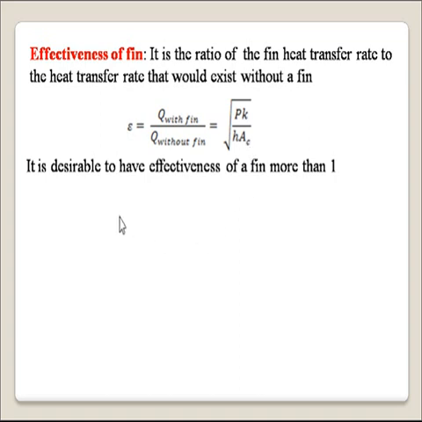It is desirable to have effectiveness of a fin more than 1, then it can serve its purpose. Otherwise, there is no need to attach the fin to the base surface if the effectiveness is less than 1. And to have effectiveness more than 1, the fins are made up of copper, aluminum, brass having high thermal conductivity.